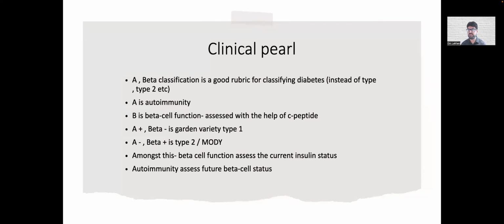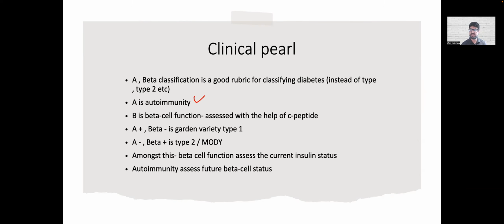Now, when you talk about AB classification, A is for autoimmunity and B is for beta cell function. Autoimmunity is tested using the antibodies, that is GAD antibody, ZnT8 antibody, IA2 antibody, IAA antibody. These are the antibodies you test for autoimmunity, and B is the beta cell function, and this helps in assessment of the C-peptide, which we already talked about.